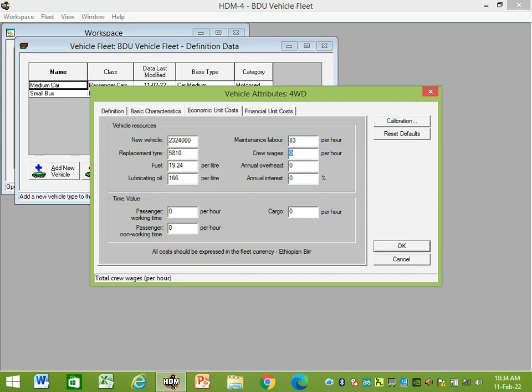Crew wages. No crew wages, it's a car. No annual overhead. Interest is 12%.